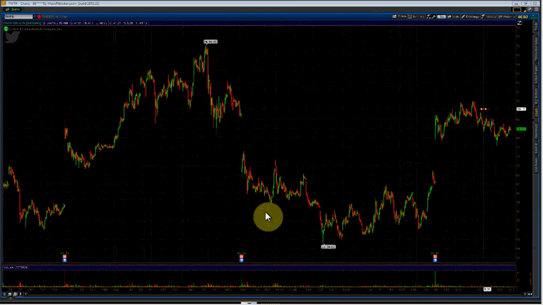A lot of people have this weird idea that, hey, I want to be a trader because I want quick money. Man, if it were just that easy. If it were just that easy.